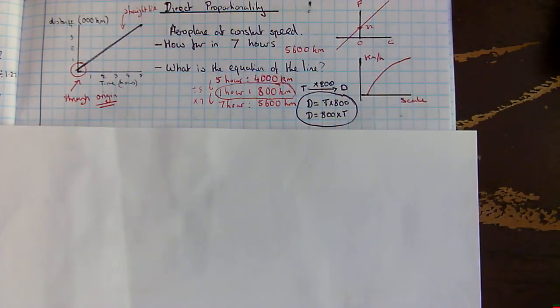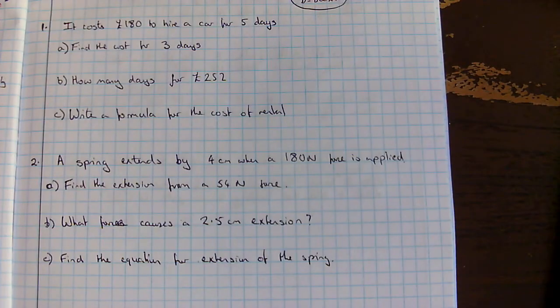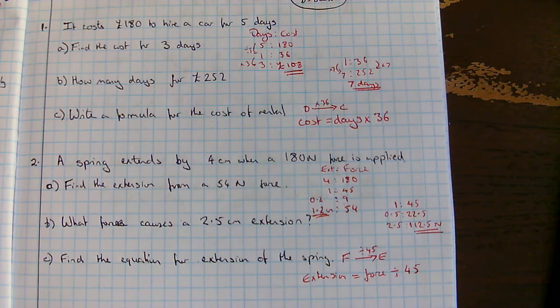Okay, pause the video now while you write down those worked examples, and then we're going to have a go at some questions. Okay, just 2 questions for you to try with 3 parts in each. Set it out as we did in the worked example. Pause the video now while you have a go at the questions, and then when you're ready, press on play to get the solutions. Okay, so here are our solutions.